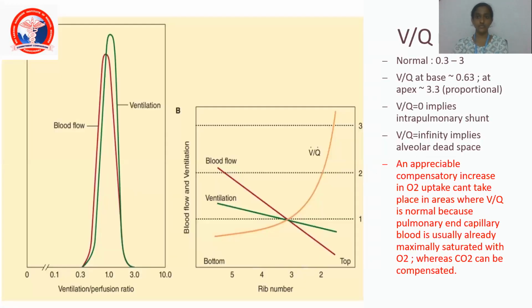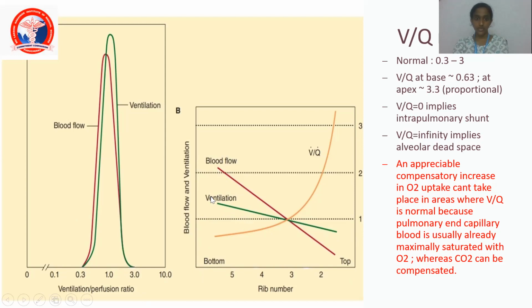Okay. Now we have seen ventilation and perfusion separately. Now we are comparing both. That is ventilation perfusion ratio. So this is denoted by the V by Q. So V by Q is normally 0.8. You can see here the normal ratio of a VQ is 0.8. So actually this is the base of the lung. This is the apex of the lung.